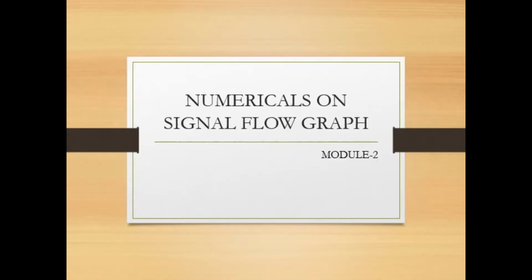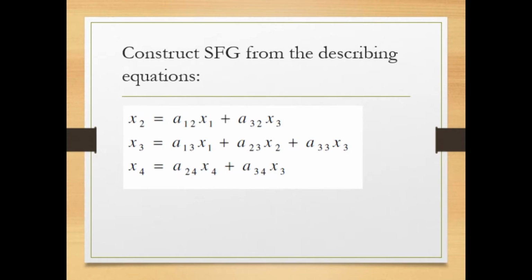Welcome everyone. In this session, let us see a few numericals on a signal flow graph. So the first question is, construct this signal flow graph from the describing equations. We have three equations given: x2 is equal to a12 x1 plus a32 x3, x3 is equal to a13 x1 plus a23 x2 plus a33 x3, x4 is equal to a24 x2 plus a34 x3.